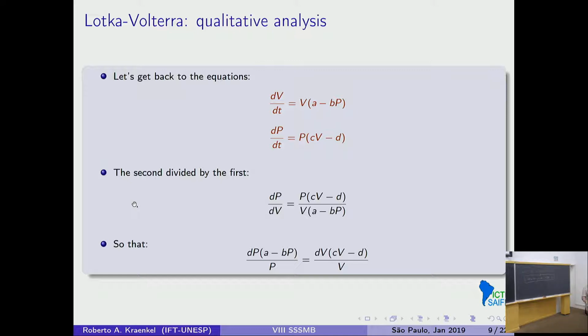And this relation has something very, very interesting. There's no derivative anymore. It's not a differential equation. It's a relation between P and V. There's no derivative of V or P. So this says that if I have solutions V and P, which I don't know, but if they are solutions to the Lotka-Volterra equations, they have to obey these relations.